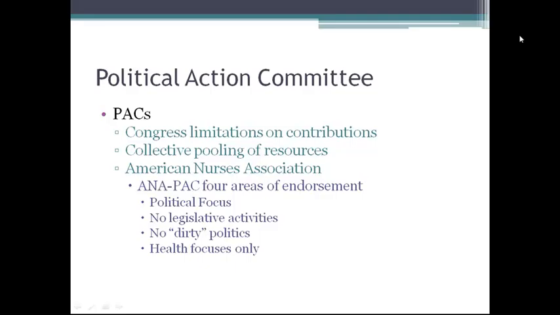And American Nurses Association has a PAC, and it has 4 areas of endorsement. Political focus to get candidates elected, has no legislative activities, no dirty politics, they will not buy a candidate, and only focuses on health issues.